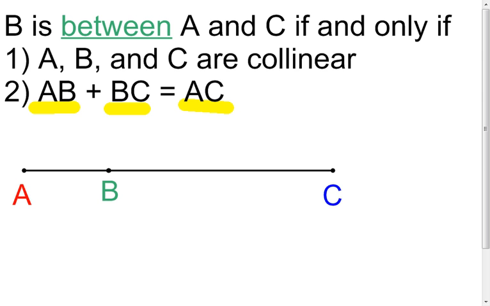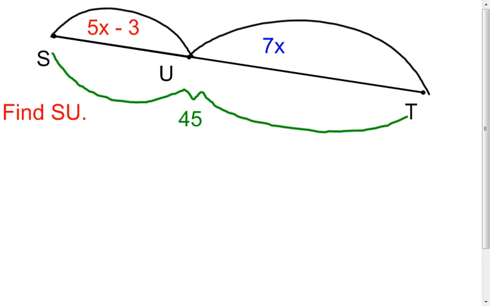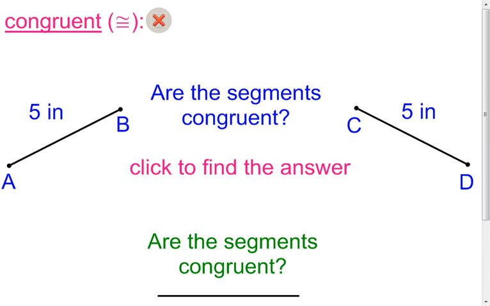So as long as A, B, and C are collinear and this little equation holds up, then I know, in my case, I have point B is going to be between point A and point C. The picture, everybody's going to look at that and say, yeah, B is between point A and point C. Now I have a couple examples here, but I'm not going to do those now. Look at the next video and you'll be able to see those.